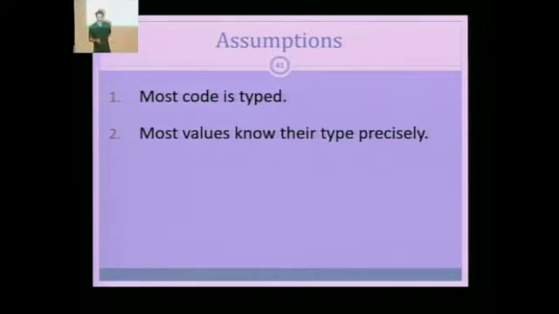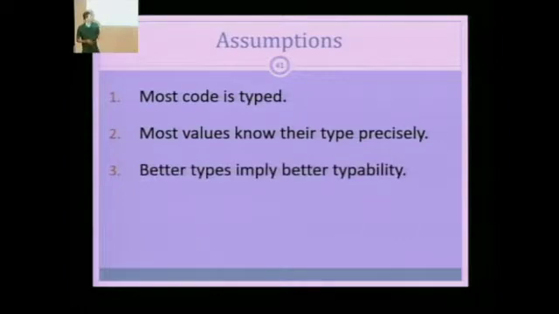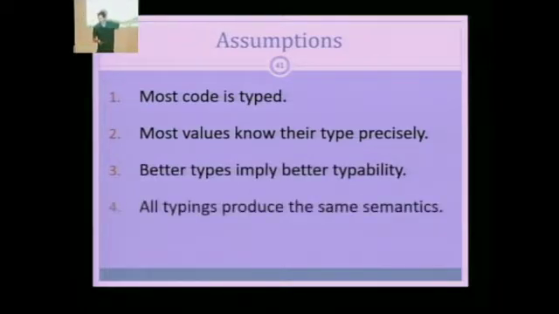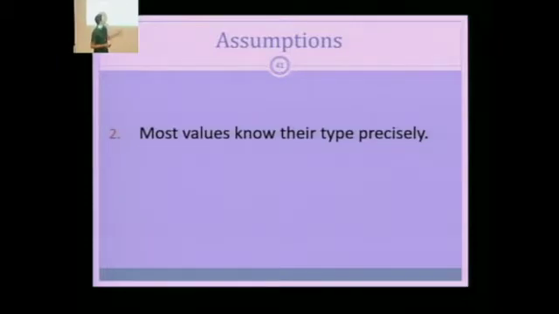And then we saw from C# that if we want this language to be well behaved, that is, be reflective and optimistic, then we need better types to imply better typability, and all typings to produce the same semantics. And then there's one more thing we need, and I know there's a glitch here, I forgot to fix it, which is that now we're going to be doing all this type checking at runtime. So what do we need our type checker to be able to do? Well, our type checker needs to be guaranteed to terminate. That is, we need type checking to be decidable. And then there's the glitch.